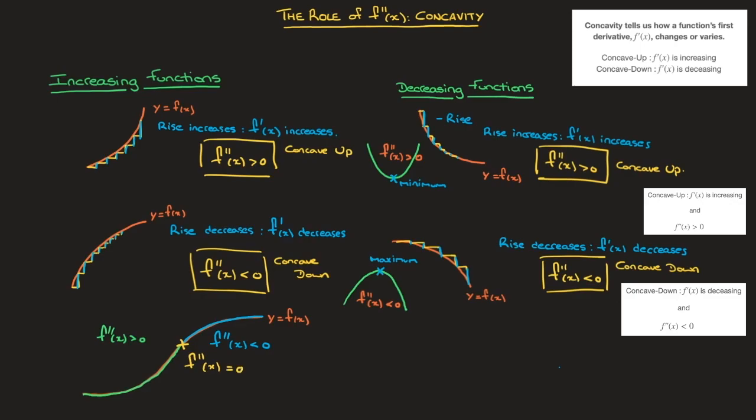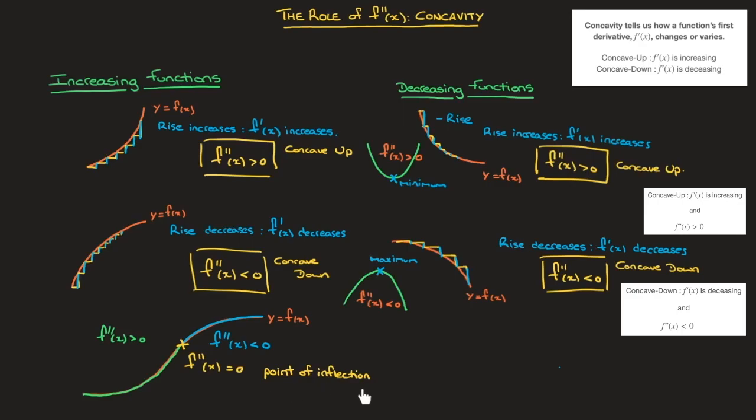Indeed, the only way the second derivative can go from positive to negative is by being equal to 0 at some point. And that point is known as a point of inflection. So I'll just write point of inflection. And I should say that inflection is often written with an X rather than C and T. It all depends on whether you're writing in British or American English.